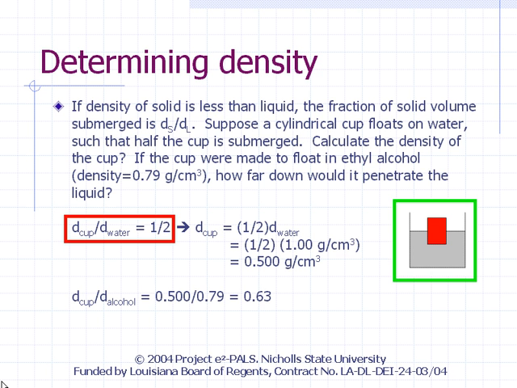Its density is 0.5 grams per cubic centimeter, which is less than that of alcohol, given here as 0.79 grams per cubic centimeter. The ratio of densities is 0.63. This means that 63% of the cup will be submerged in alcohol. Does this make sense?